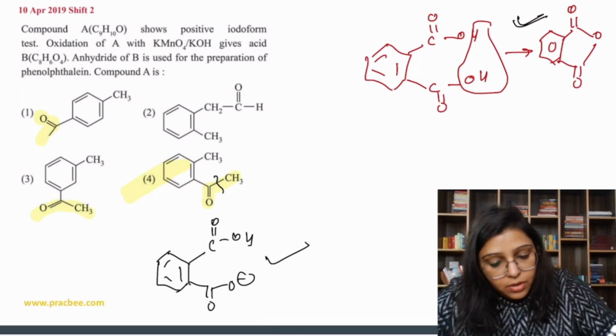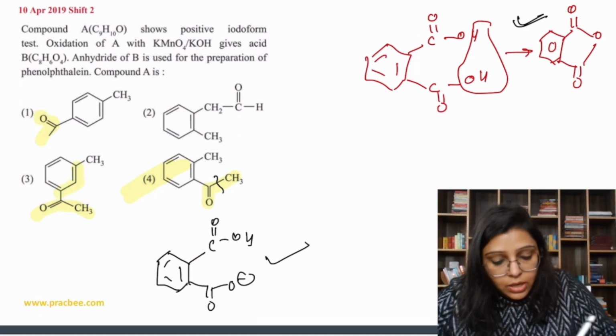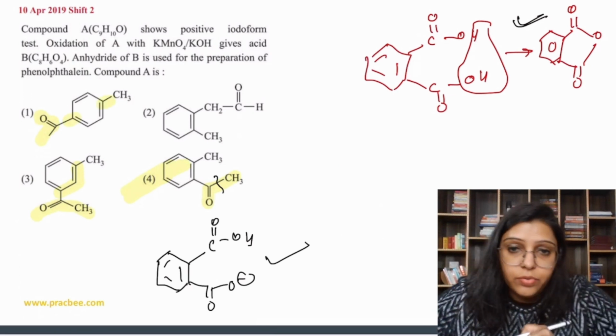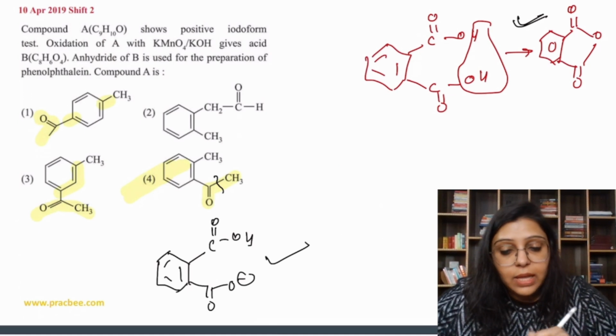Okay, because we have a difference over here. Here we cannot form phthalic anhydride, right? Here also we cannot form phthalic anhydride. Okay, so important condition is that we should be forming phthalic anhydride.